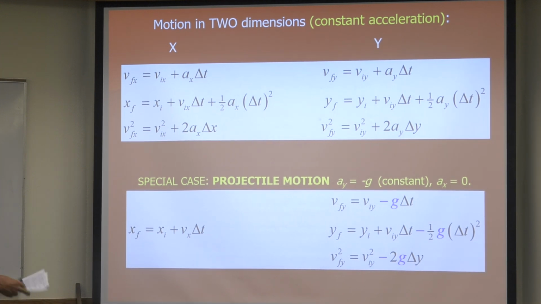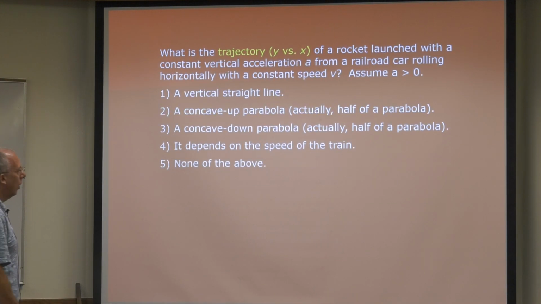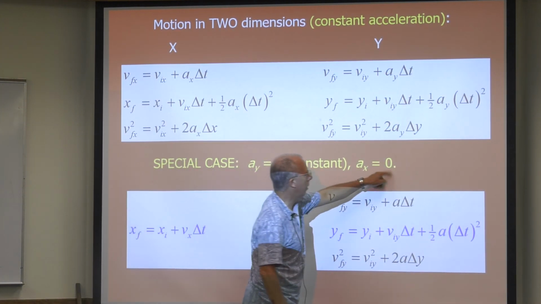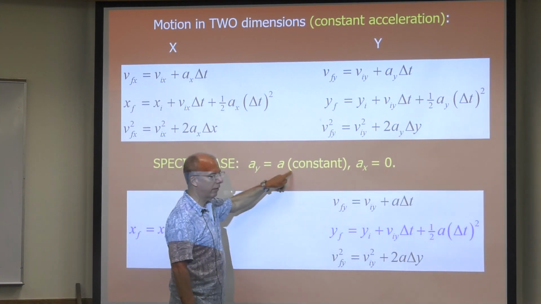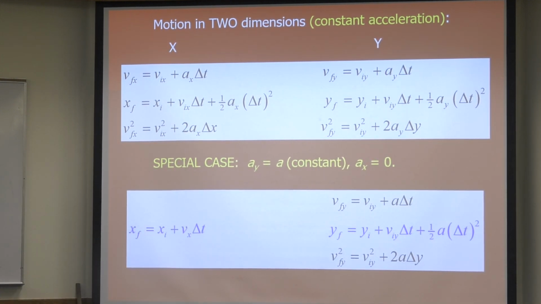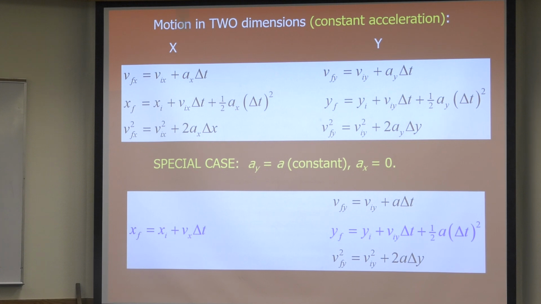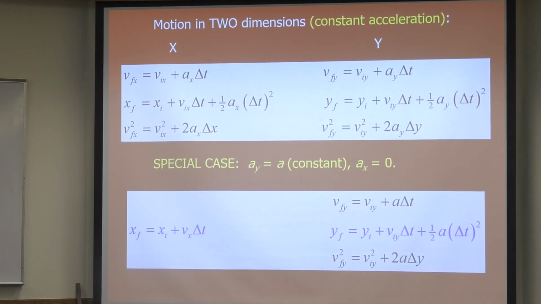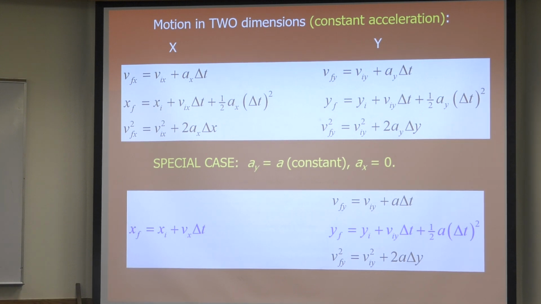Okay, now what we want to do is take an even more special case, right? So before, we had ax is 0 and ay some kind of a constant. Well, now we want to make it a special constant. And I bet you can figure out what it is. What's the special constant going to be? Gravity, right? Gravity.